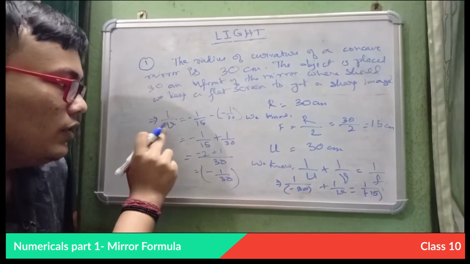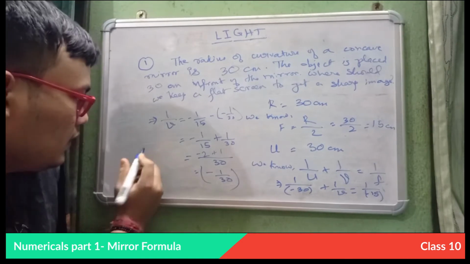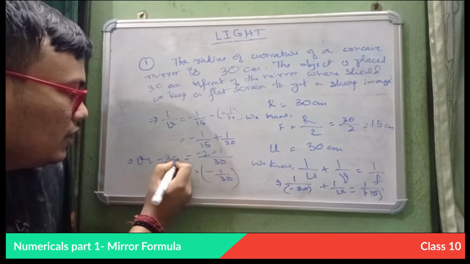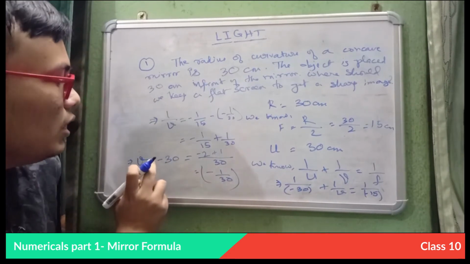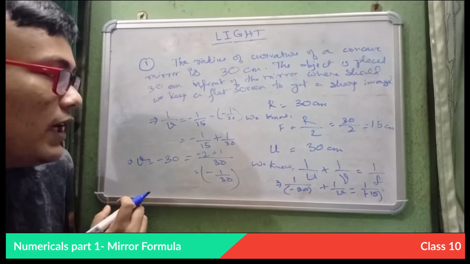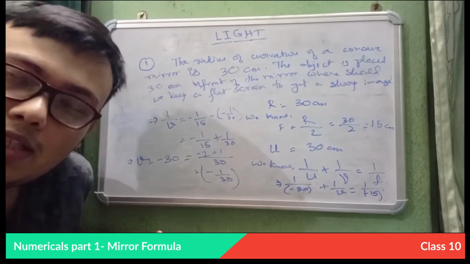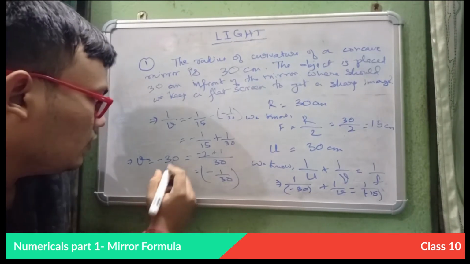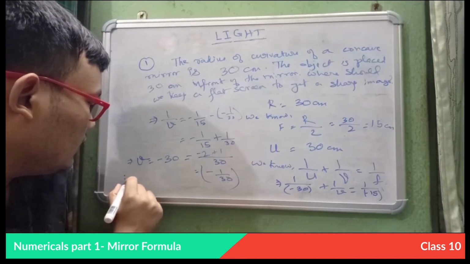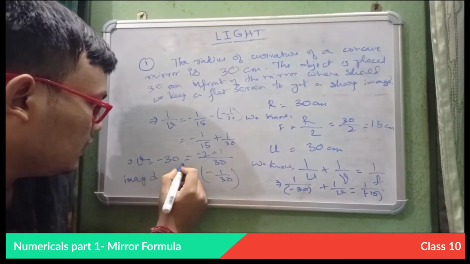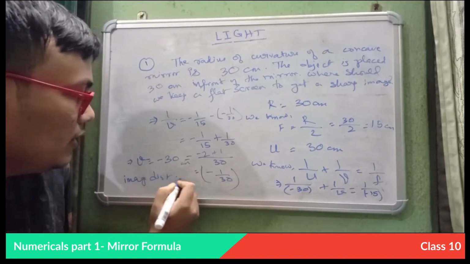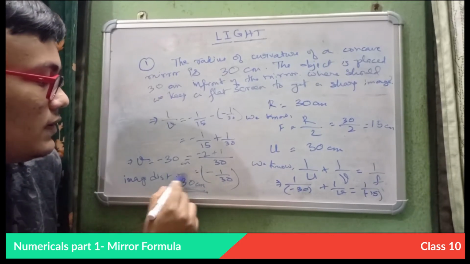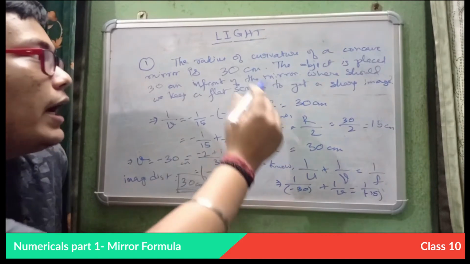So 1 by v equals 1 by minus 30, that is v equals minus 30. And what does this minus imply? The minus implies that the image is formed towards the left hand side of the mirror, that is on the negative x axis. So image distance is 30 centimeter.